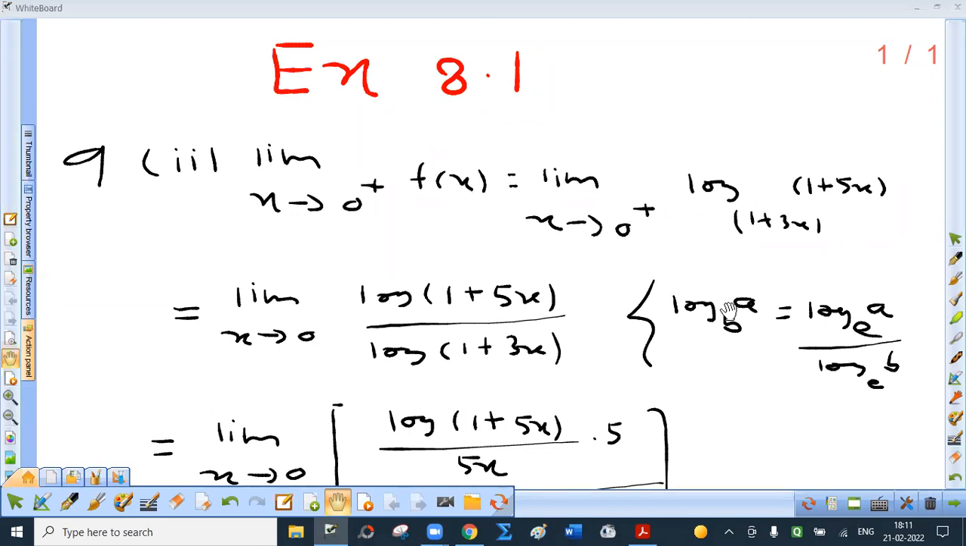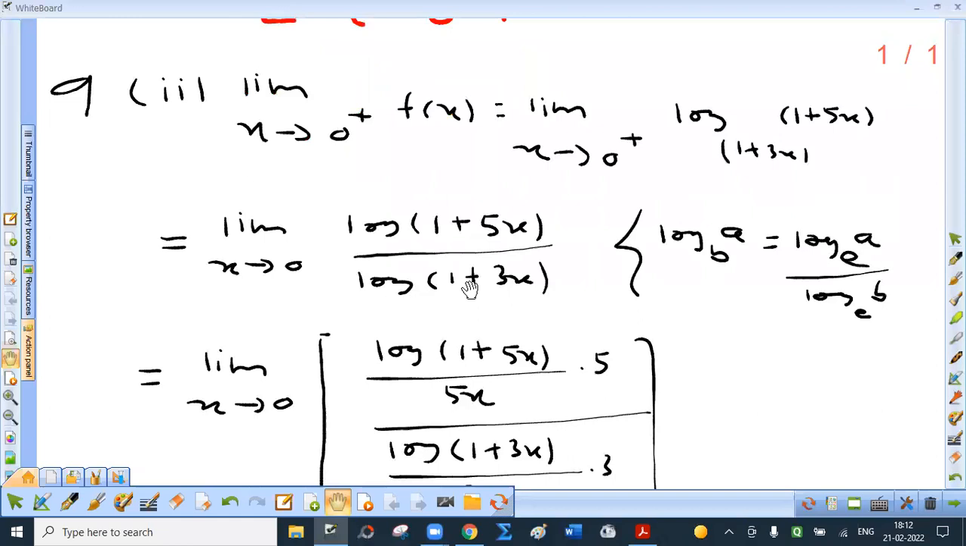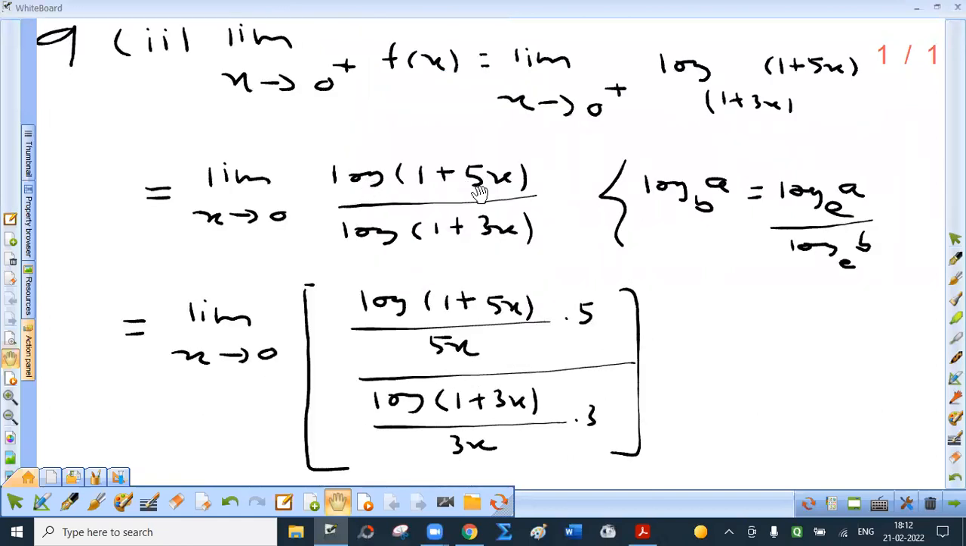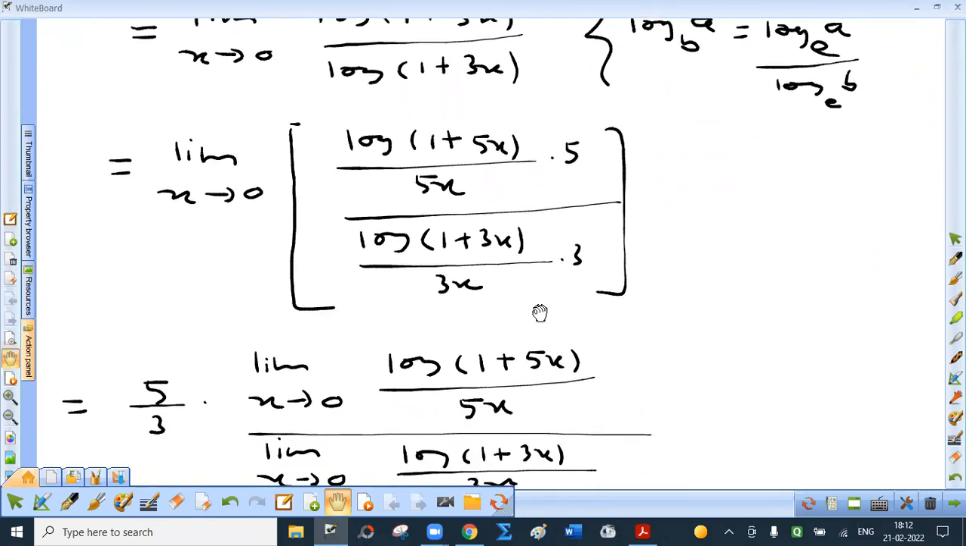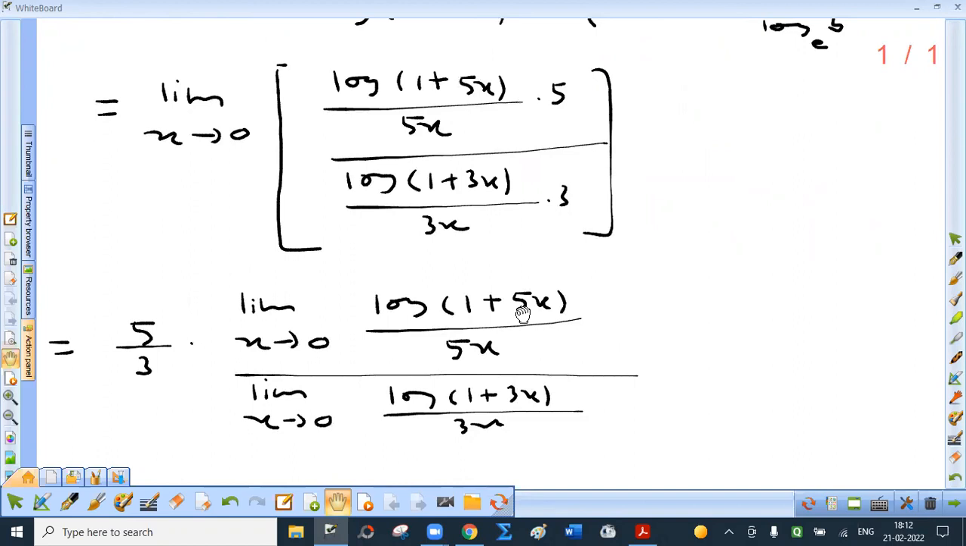Now, change of base. Log a to the base b is log a to the base e upon log b to the base e. The only thing is I will not mention the base, because in calculus it is customary not to mention the base of logarithm if it is e. So log of 1 plus 5x upon log of 1 plus 3x. What next? Divide by x, but here it is 5x, so I have written 5x. So into 5 in the numerator. What about the denominator? 3x. So into 3. Now 5 by 3 is a constant outside the limit. Limit of quotient is limit of numerator upon limit of denominator.